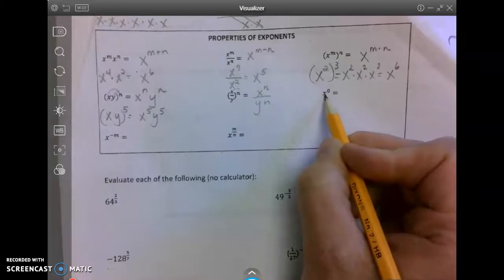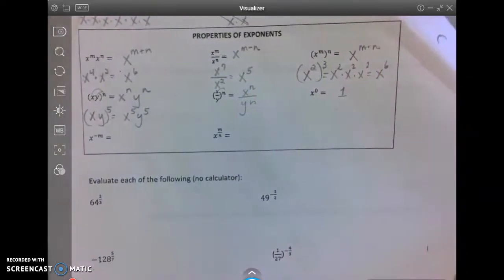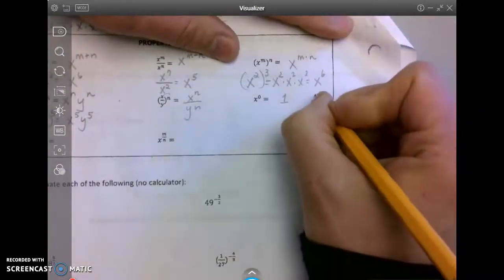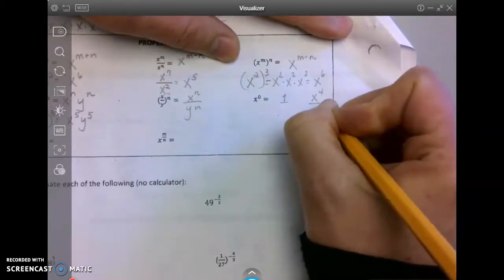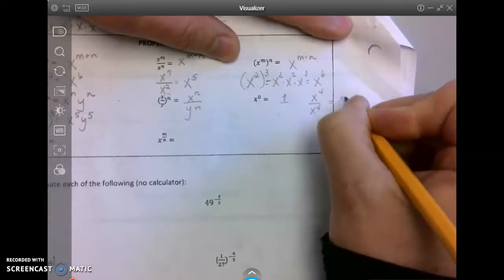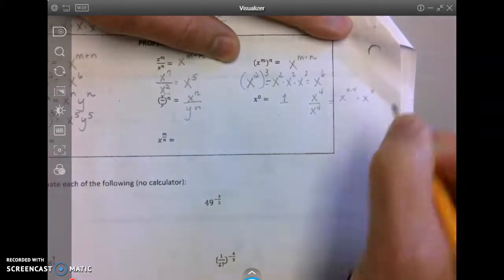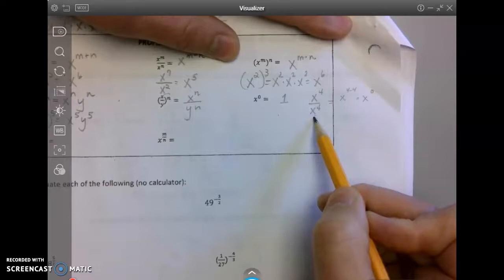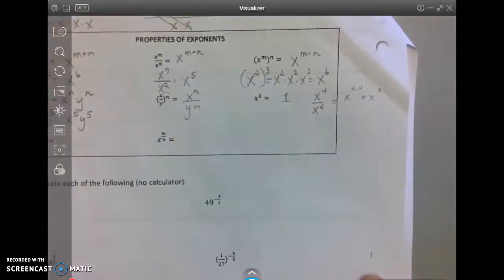Our next property, x to the 0, well, anything to the 0 power is 1. In case you're wondering why, let's think about this. If you had x to the 4th divided by x to the 4th, because they're the same base, it would be x to the 4 minus 4, which should be x to the 0. Well, we know anything divided by itself is 1. So that's why anything to the 0 power is 1.